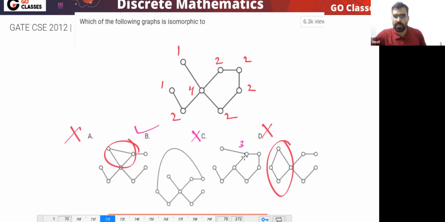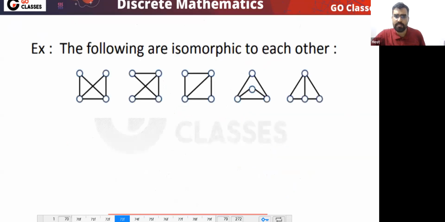Yes or no? Because this vertex has degree 3, so this option is also gone. And there is no cycle of length 4. There is no cycle of length 3. So finally the answer will be option B. That's it.